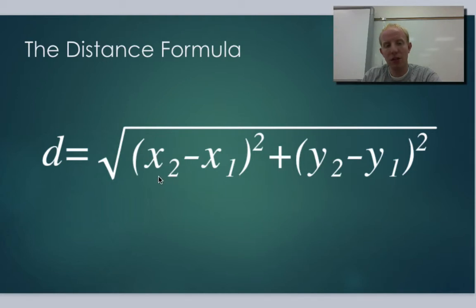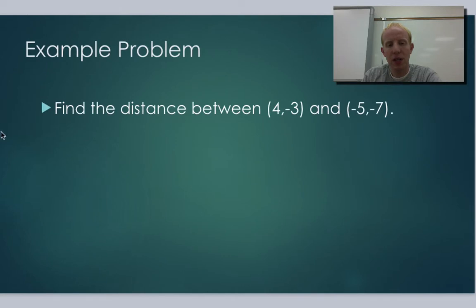We find the x value of the second point minus the x value of the first point, and we find the y value of the second point minus the y value of the first point, and plug it into this formula. Okay. And so let's just try an example problem really quick to make sure we got this down. We want to find the distance between the points (4, -3) and (-5, -7).